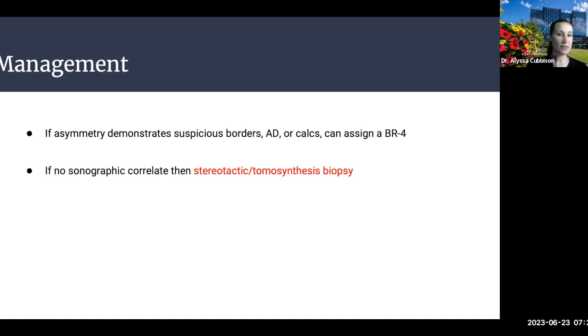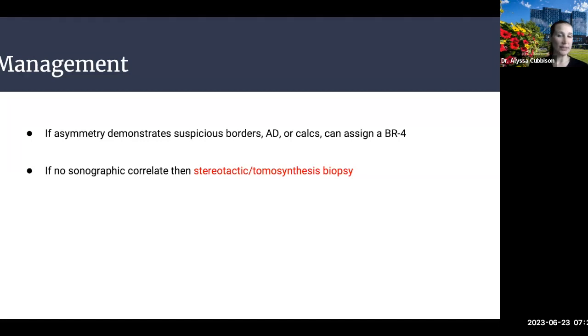If an asymmetry demonstrates suspicious borders, AD, which stands for architectural distortion, or calcifications, you can assign a BI-RADS 4 to that as well. So basically, this means that there's other suspicious things happening in addition to the asymmetry that allows you to think that this should undergo a biopsy. And then even if you don't see an ultrasound correlate, if you have stereotactic biopsy capabilities at your facility, then you can perform that type of biopsy. That's obviously not available everywhere, but if you do have it, they're not committed to it. Sometimes they're surgically excised or they're just followed.